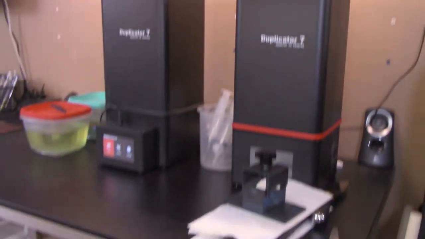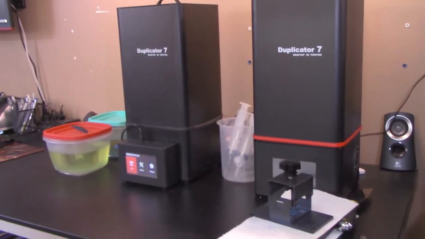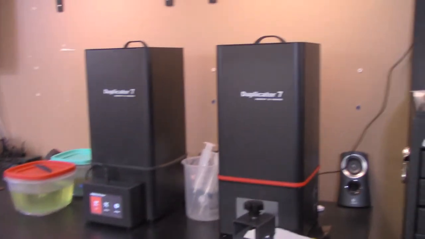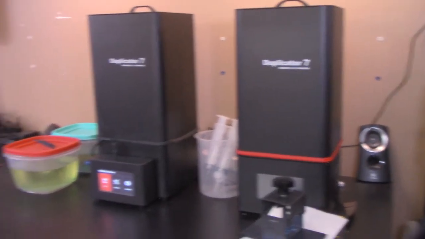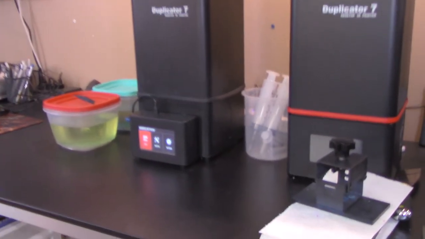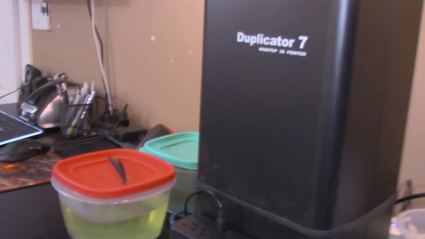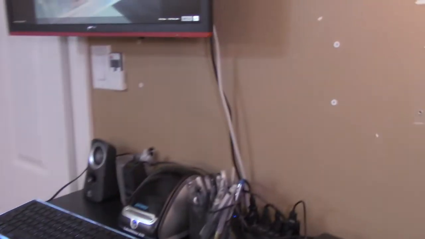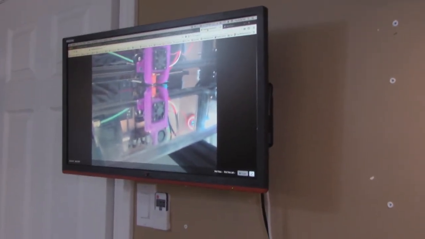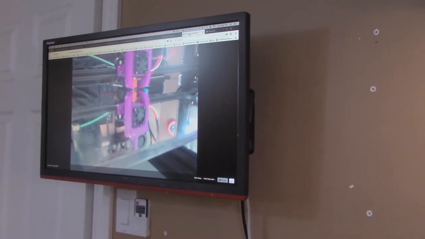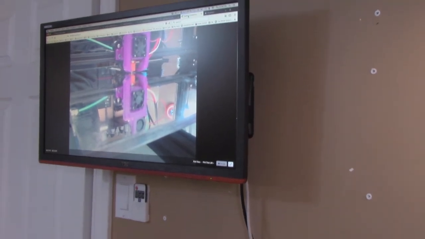Moving over here, this is Rumble and Frenzy. They are D7 Plus and D7 with the D7 box. And just in tubs of alcohol, and I've got to kind of walk around here. And then I just have one of my computers here, mounted up on the wall so it's easy to control anything I need to get to from right here.